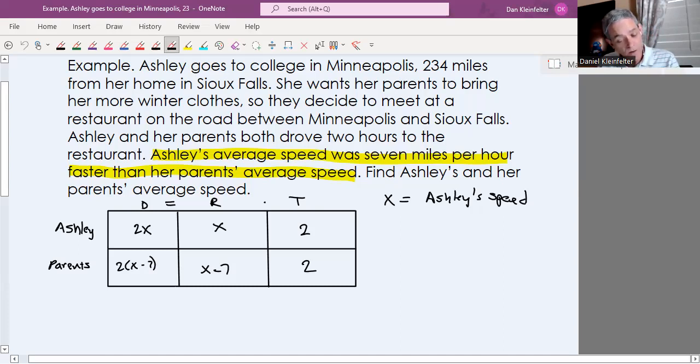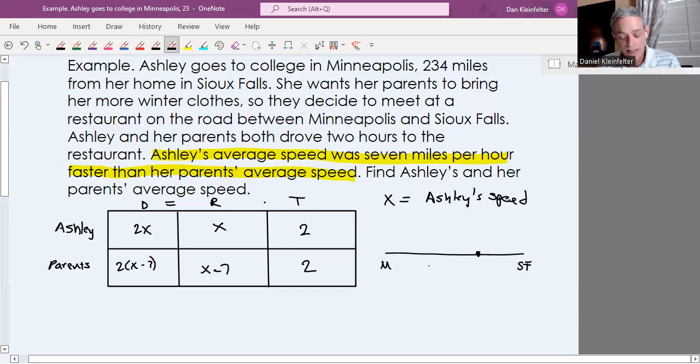So now we have to incorporate the 234 miles. And so we have Minneapolis and then we have Sioux Falls. And Ashley and her parents are going to meet at a restaurant in between. We don't know where in between, okay? It's not going to be exactly in between, right? Because Ashley drives faster, she's going to drive more of the trip. So it has to be closer to Sioux Falls, because she's coming from Minneapolis. Anyway, it doesn't really matter.